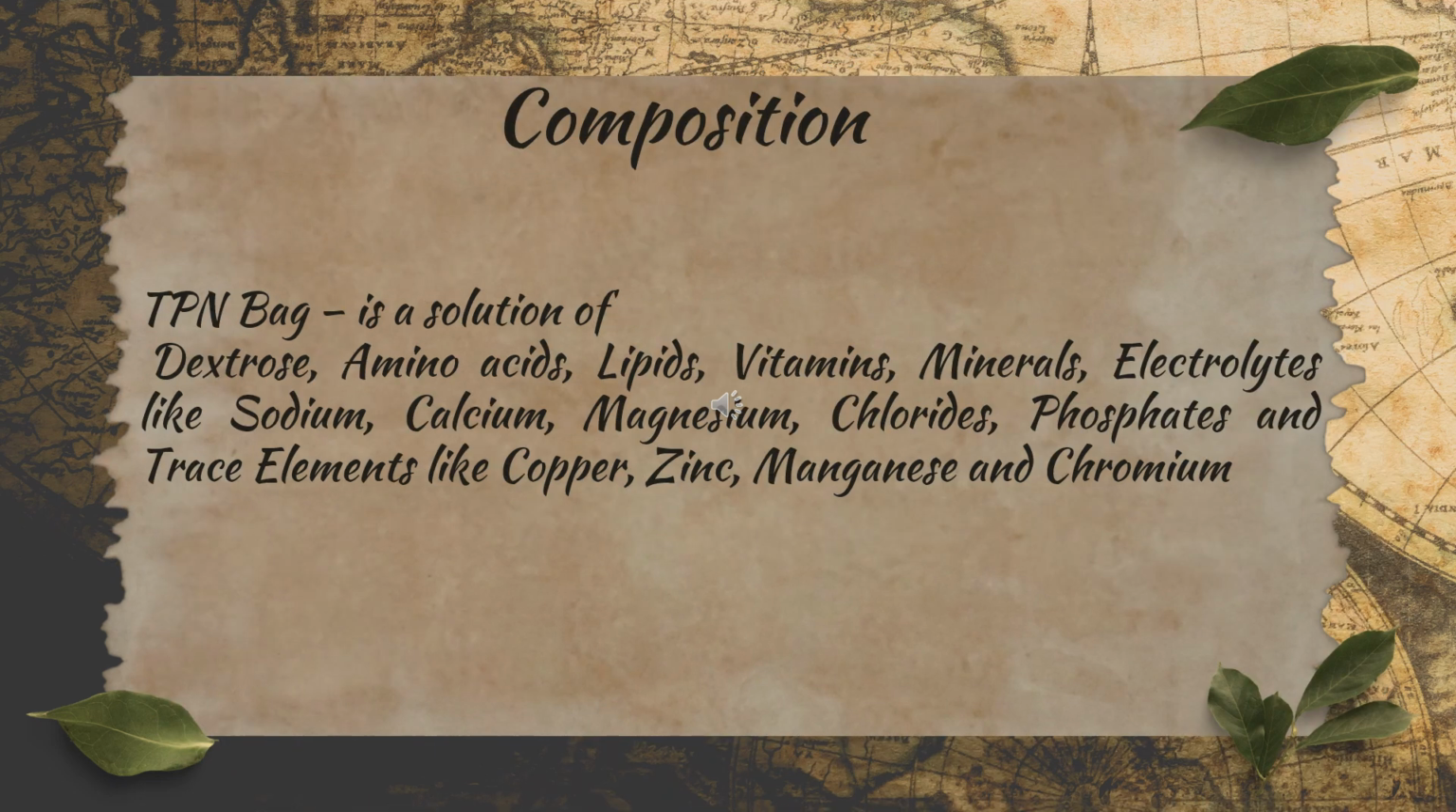Here we'll see the composition of TPN. A TPN bag is a solution of highly concentrated dextrose, amino acids, lipids, vitamins, minerals, electrolytes like sodium, calcium, magnesium, chlorides, phosphates, and trace elements like copper, zinc, manganese, and chromium.